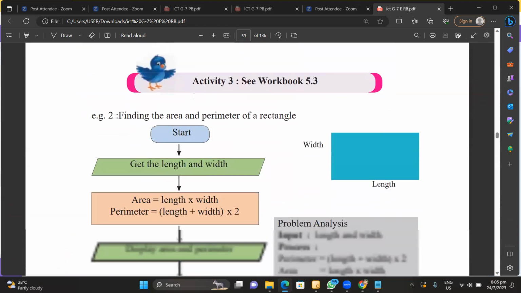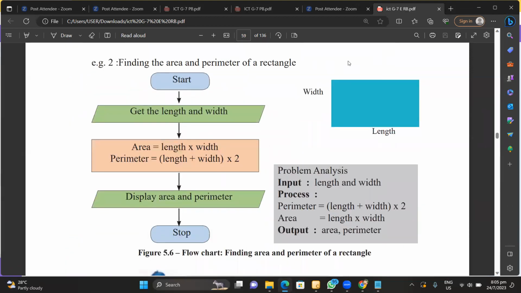All these are in an order. So see this, finding the area and perimeter of this rectangle.